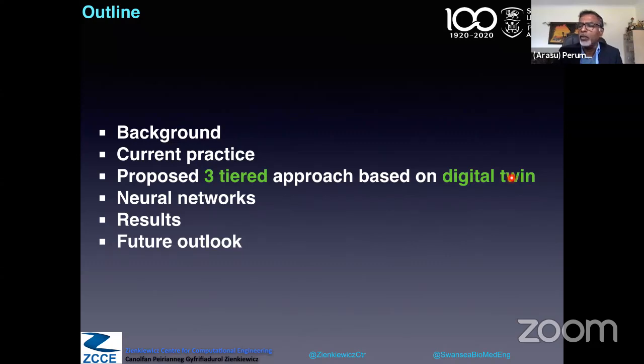And as part of doing AI, you need to also know a little bit about neural networks. I'm pretty sure many of you are very familiar with neural networks. But anyway, I will give you a very, very brief introduction to neural networks.